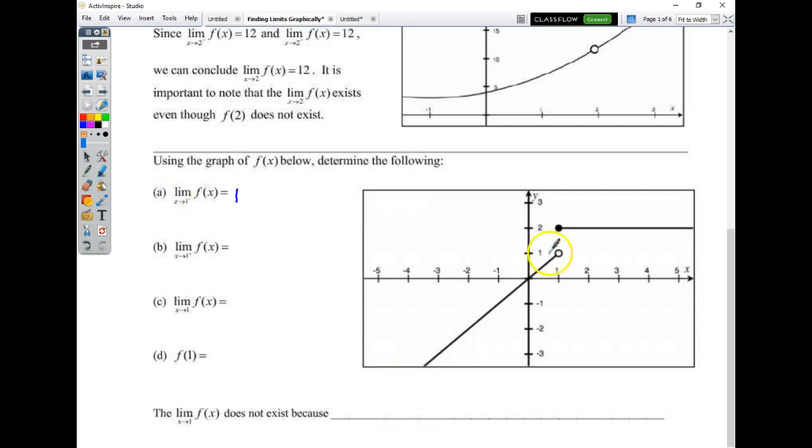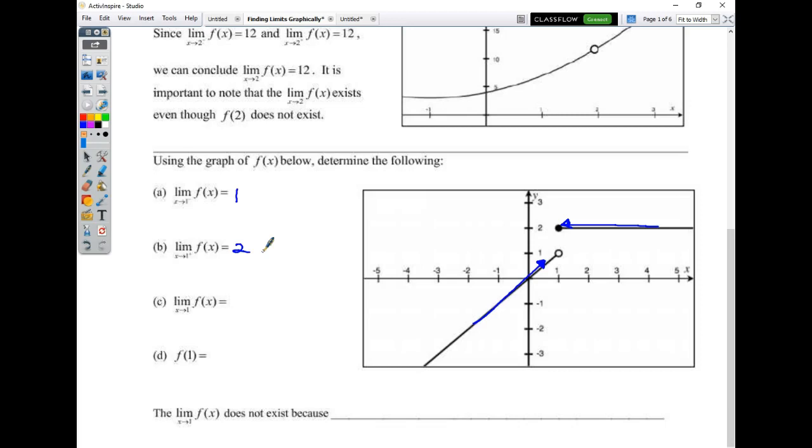So I look, here's my f, right? I want to go towards the 1 from the left-hand side. As I go towards the 1 from the left-hand side and I get really, really close to 1, what number am I getting close to? 1. On B, limit as x approaches 1 from the right-hand side of f of x, we would look at f of x and go, well, what does this graph approach from the right side? 2. So what is the limit as x approaches 1 of f of x?